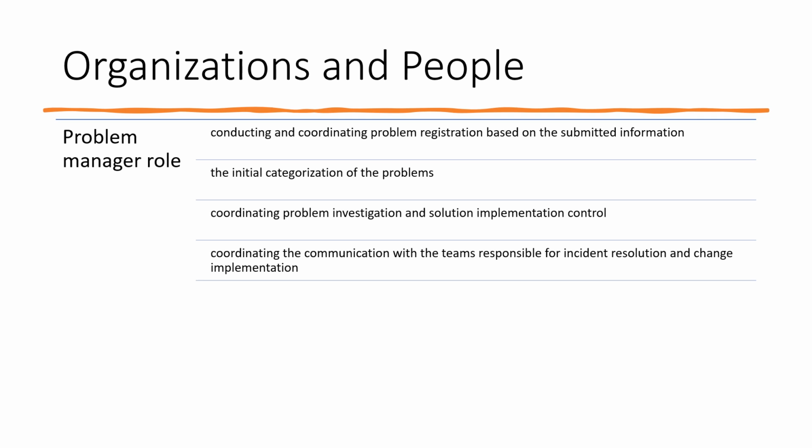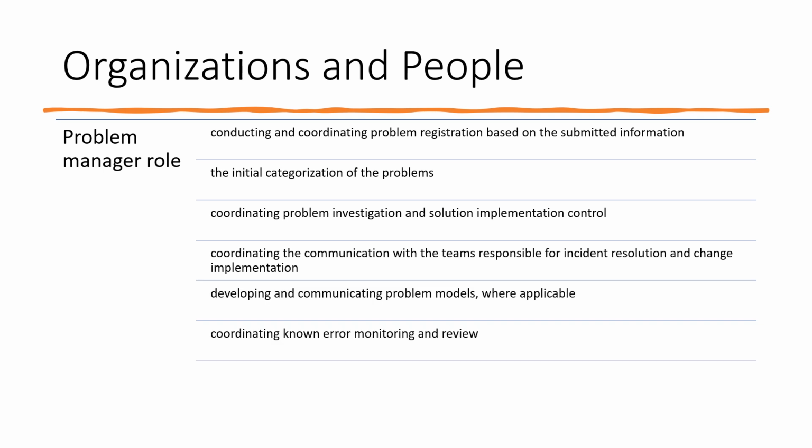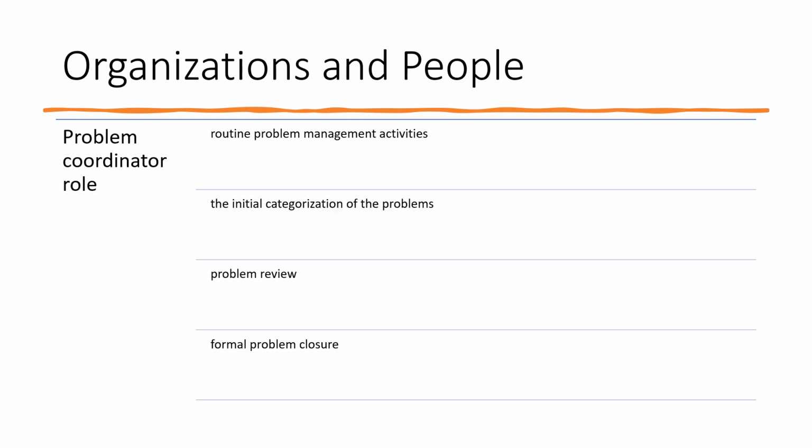coordinating the communication within the teams responsible for incident resolution and change implementation, developing and communicating problem models where applicable, coordinating known error monitoring and review, and the formal problem closure. In more complex organizations, some responsibilities for the problem management practice may be delegated to the problem coordinator. The problem coordinator focuses on routine problem management activities, such as the review of submitted information about possible problems, problem review, and problem closure.